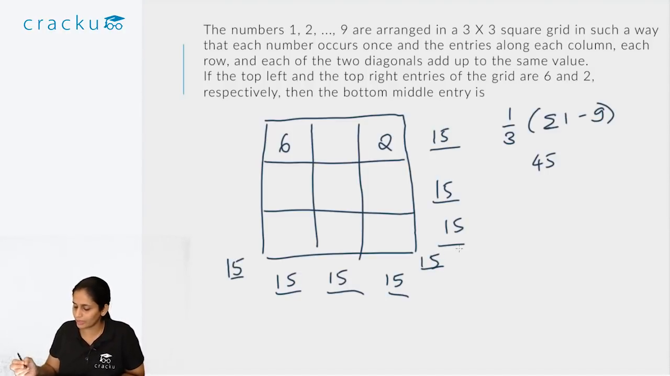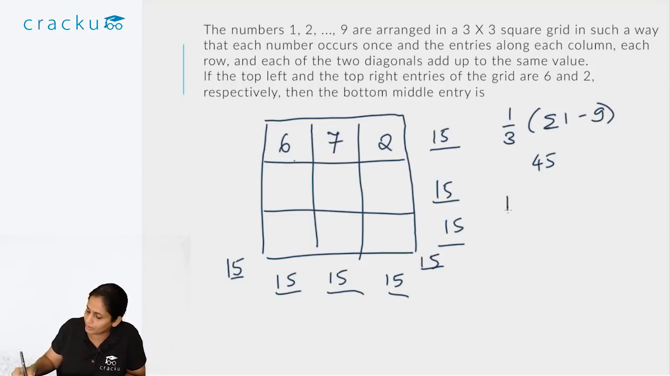So this is how we get this as such. So now that we have this information, let's see what would be the possible configuration of this grid. So we have been told that the value along each column, each row and each of the 2 diagonals adds up to the same value. So this value is 15. So we have already placed 6 and 2, so that is 8. So 15 minus 8 is 7. So this missing value should be 7.